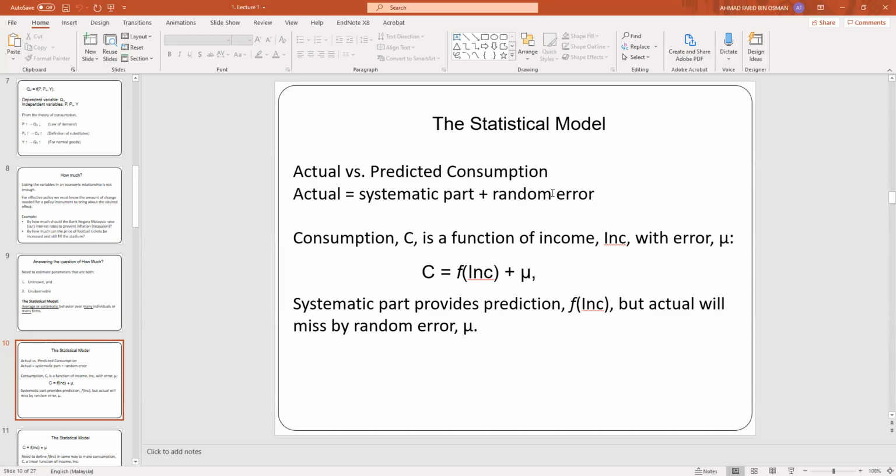So we call it a random error. This error must be random, so that's why we call it a random error. So the difference between the actual and the estimated or predicted value represents our prediction error or random error. So in this case, consumption C, for the given example, is a function of income, with error. We call this the error or disturbance. So consumption C is a function of income plus the error term, the prediction error. The systematic part provides the prediction, given by this function of income, but the actual we miss by a random error.